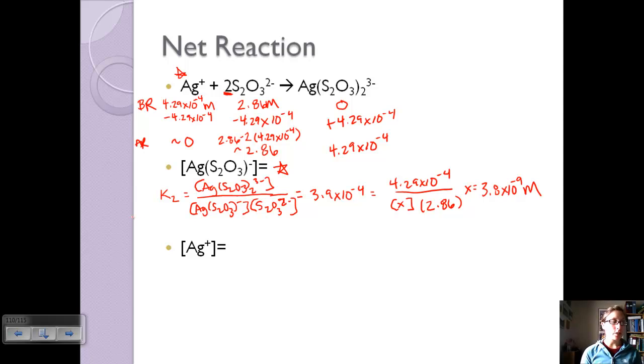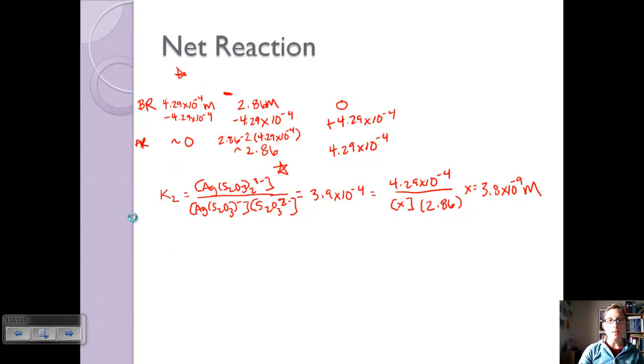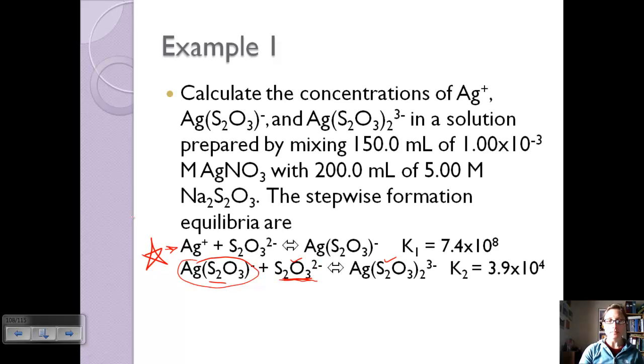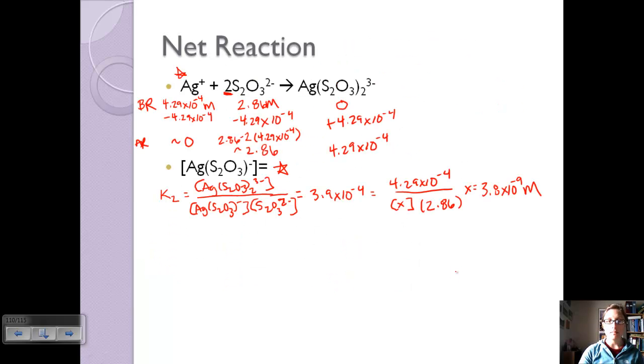Okay, we also want to find the concentration of just our silver. So if we go back to our formation reactions, okay, now we're looking at the first one. Here's the silver. We know the concentration of S2O3 2-. We just found the concentration of the AgS2O3-. Here's our K1 value. Okay, and so we know that K1 is equal to our AgS2O3-, because that's our product, and then on the bottom we have our Ag+, and our S2O3 2-.